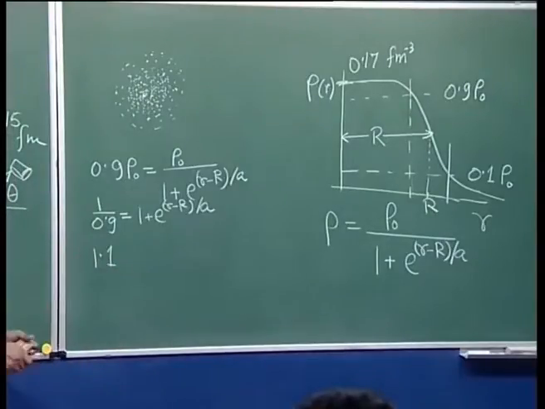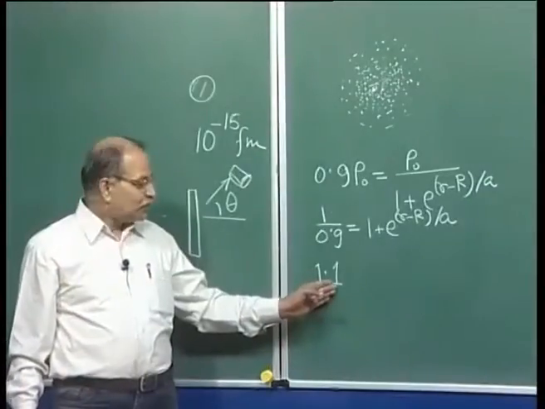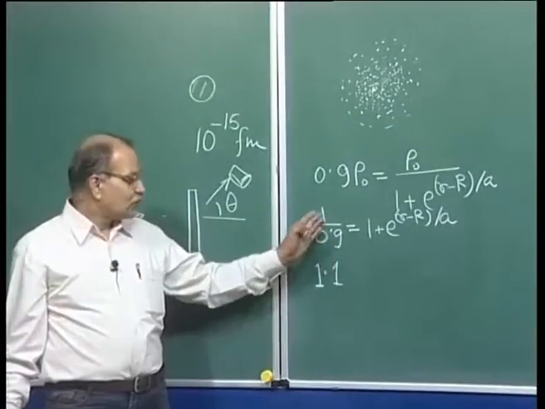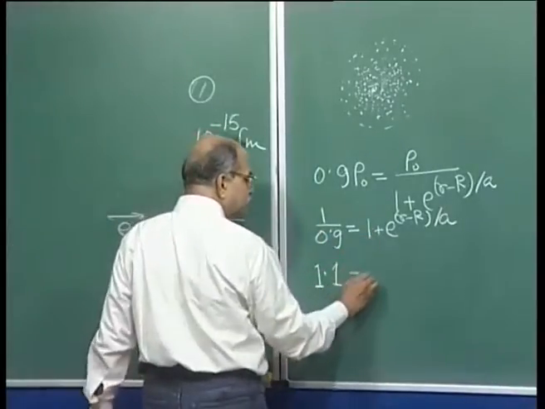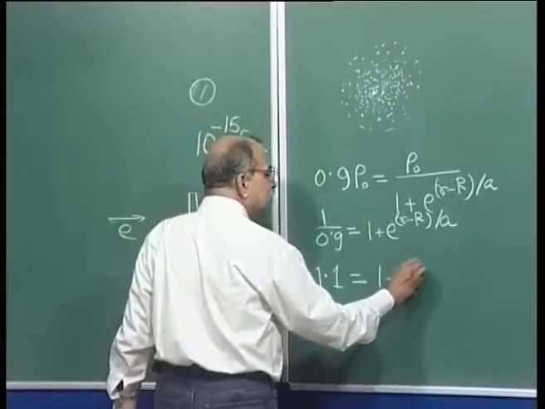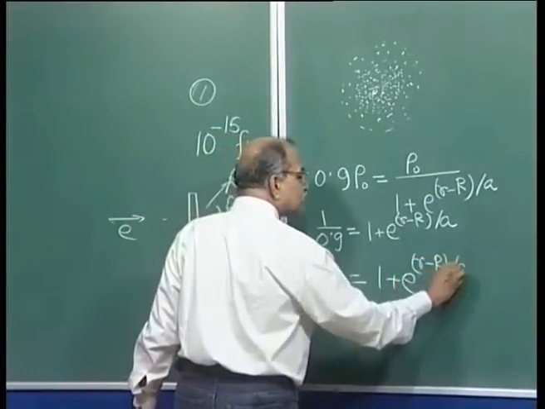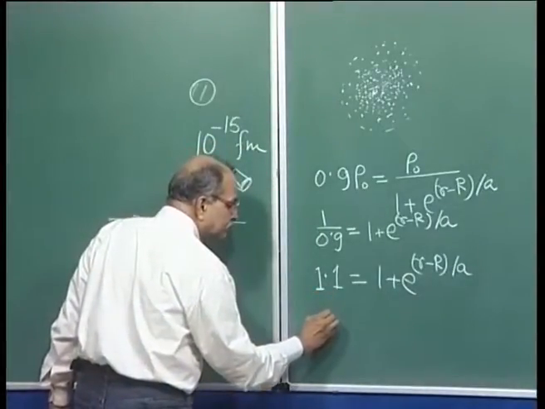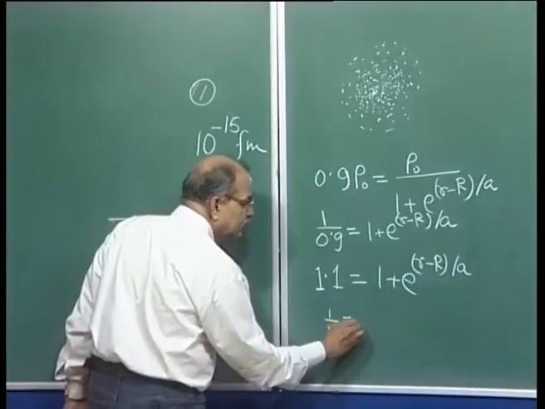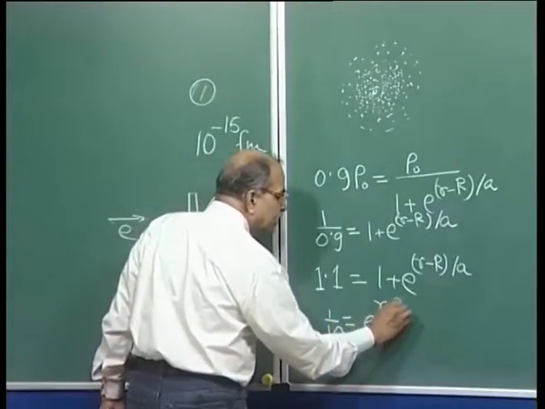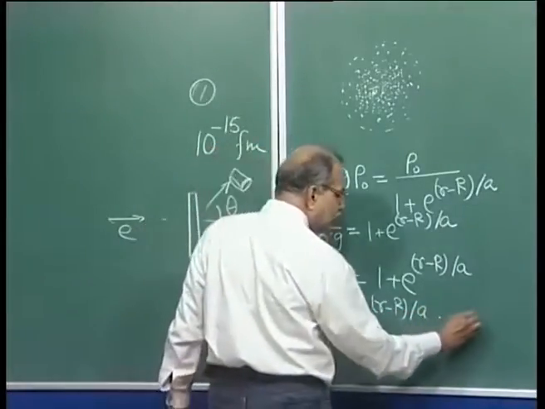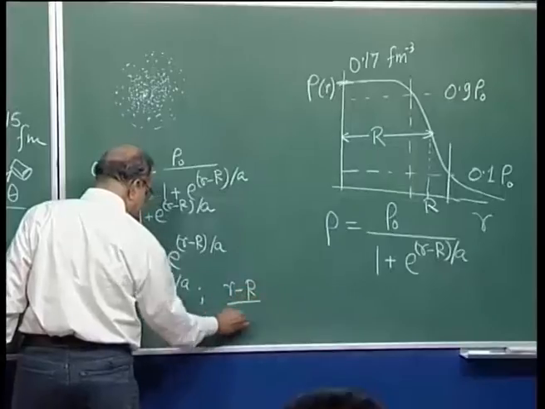1.1 into 9 is 9.9. So, 1.1 into 0.9 will be 0.99, very close to 1. So, it is almost this, and this is equal to 1 plus e to the power (r minus capital R) by A. That means 0.1 is e to the power (r minus capital R) by A.